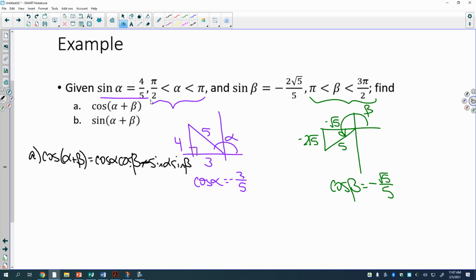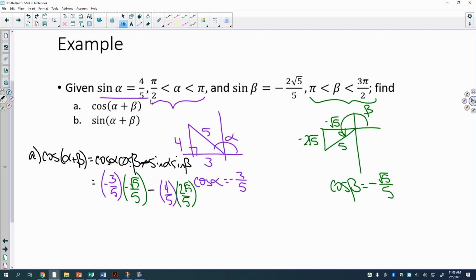I take the parts out and I start plugging stuff in. I look at this, cosine of alpha, it's right over here, it's the purple one. It's negative 3/5. Cosine of beta, it's the green one. It's negative root 5 over 5. Sine of alpha, back over here to my purple triangle, it's 4/5. The sine of beta, back to the green one, it's negative 2 root 5 over 5. Subtracted there in the middle. So I substitute this out.